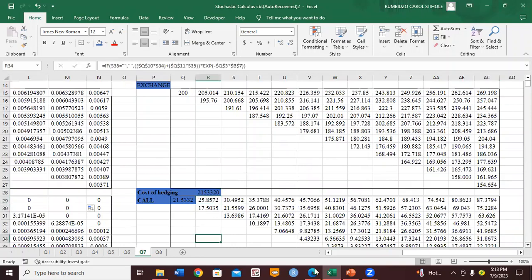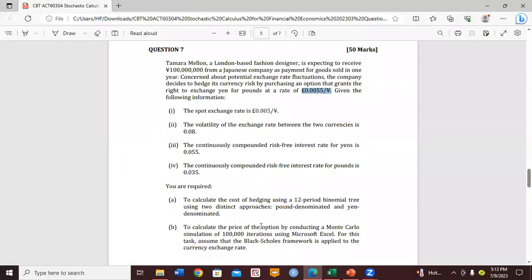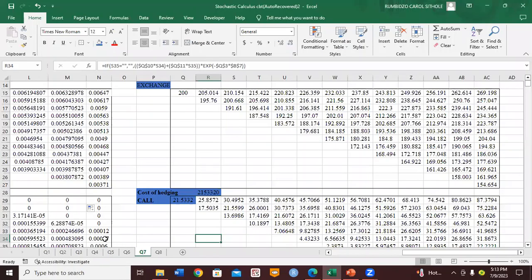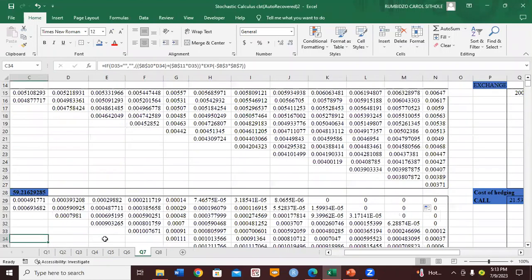Now we want to go to the last part. The last part is asking us to calculate the price of the option by considering a Monte Carlo simulation of 100,000 iterations by using Microsoft Excel. For this task, assume the Berkshire's framework is applied to the current exchange. Okay, so for this one, I have to go back here.